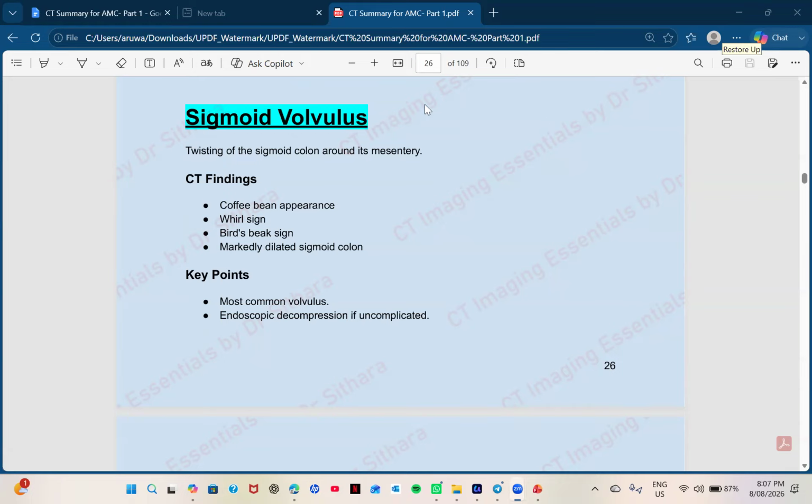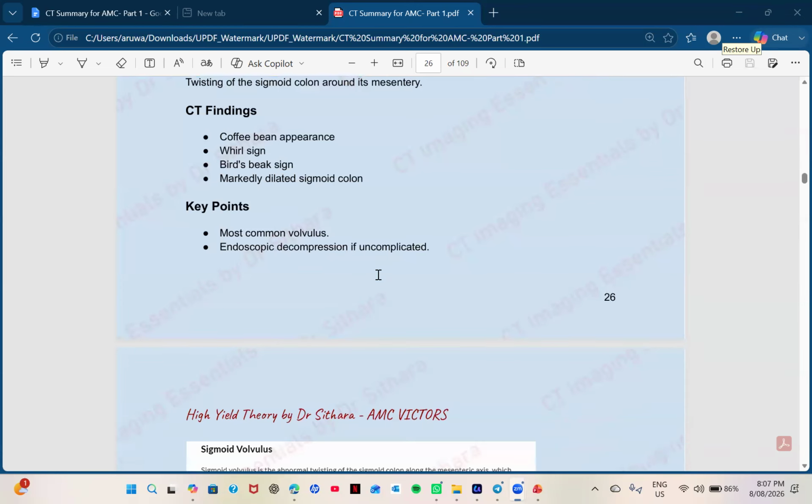Coffee bean sign, right? Sigmoid volvulus, the coffee bean sign. So in the CT, can you see the coffee bean sign? Yes, you can still see the coffee bean appearance. The very important sign is the whirl sign, the bird beak sign, and a markedly dilated sigmoid colon. This is usually the most common volvulus.